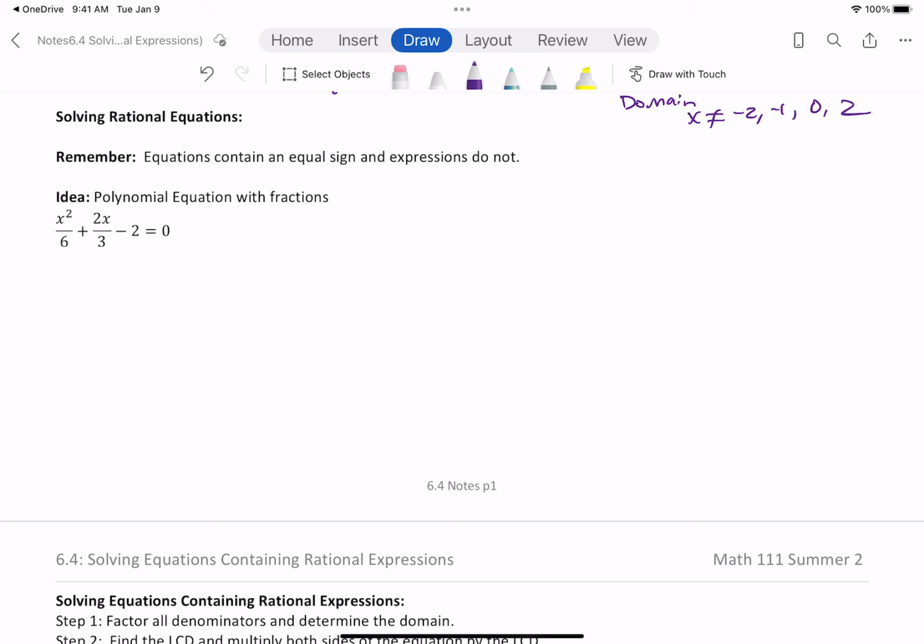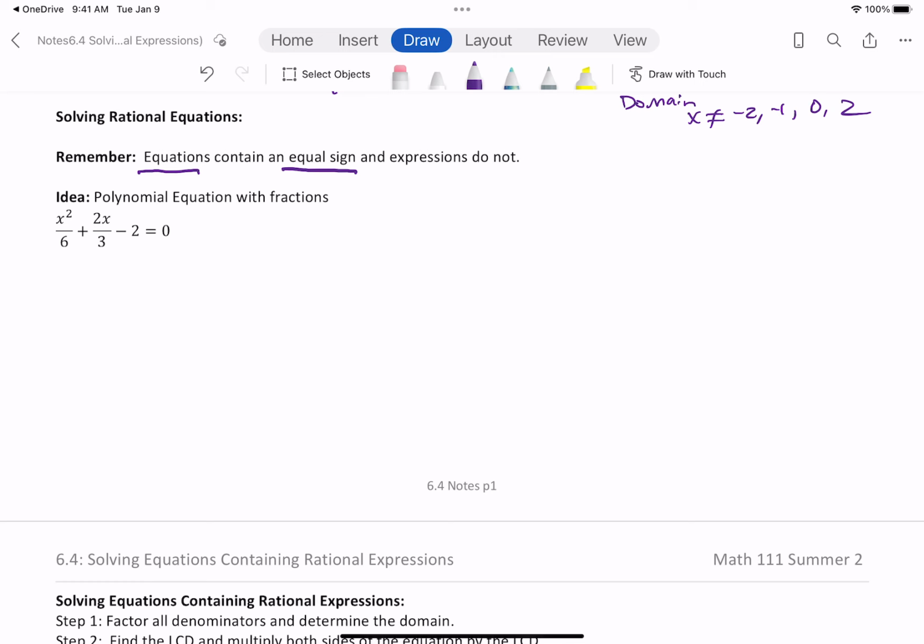Alright, so now that we've talked about finding the domain of a rational expression, let's start to move towards solving a rational equation. One thing that's going to be important to keep straight between this section and the previous one is what an equation is and what an expression is. And remember, equations contain an equal sign and expressions do not.